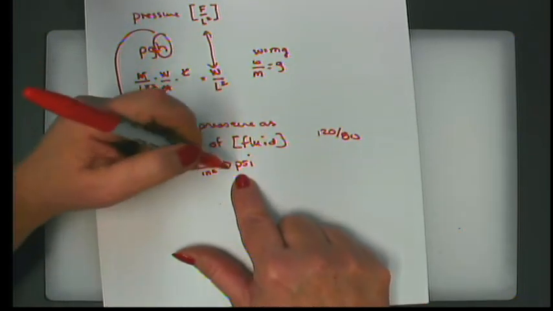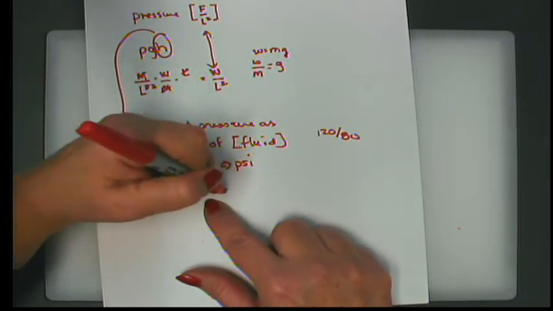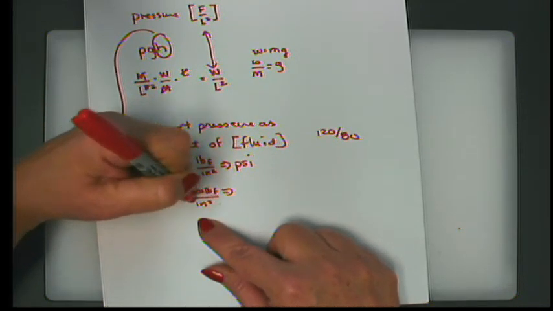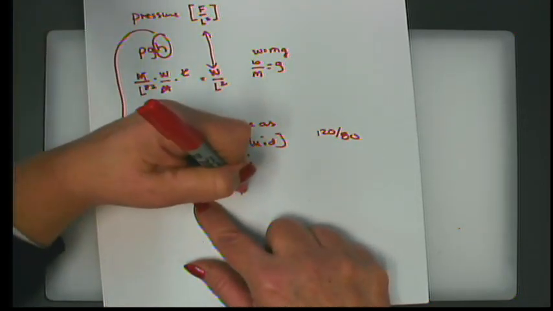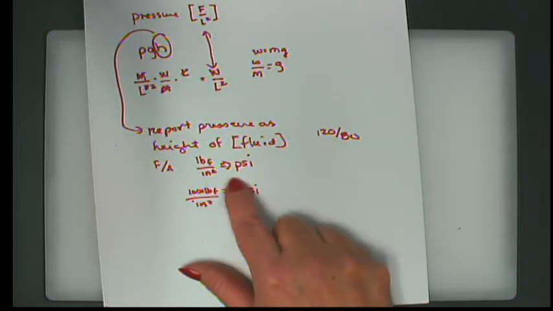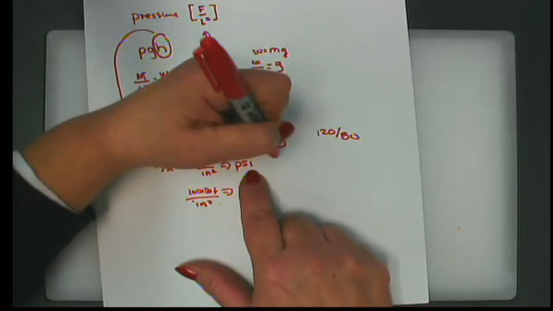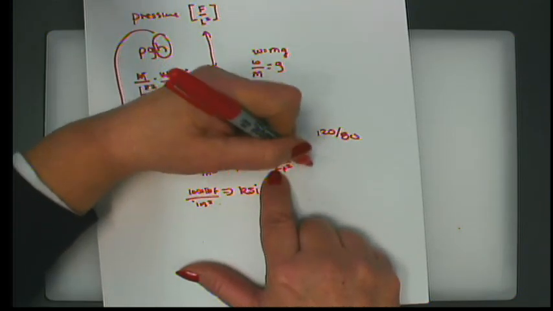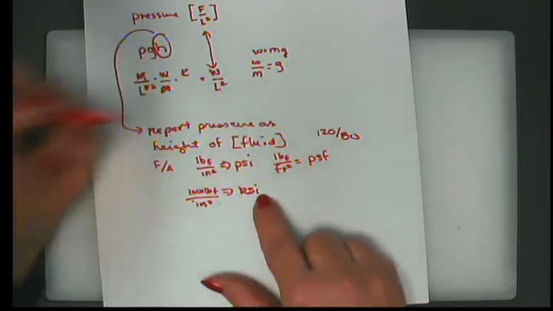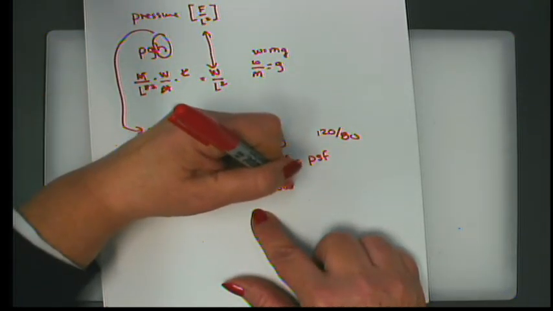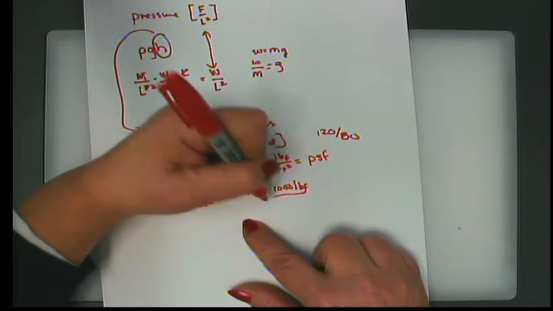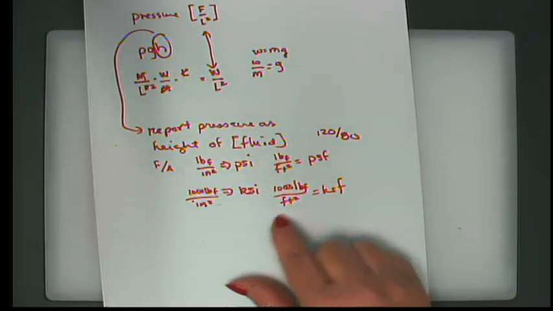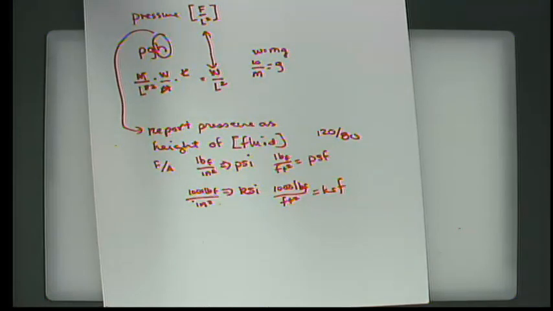A PSI is quite tiny, so we also measure in thousands of pounds of force per inch squared, and since 1,000 is abbreviated K, we call that a KSI. If you want an even tinier unit, you can measure in pounds of force per feet squared, which is called pounds per square foot, PSF. So what do you suppose 1,000 pounds per square feet is called? Go ahead and say it. KSF. Yes, KSF. So those are the units that we commonly use in the U.S. customary system.